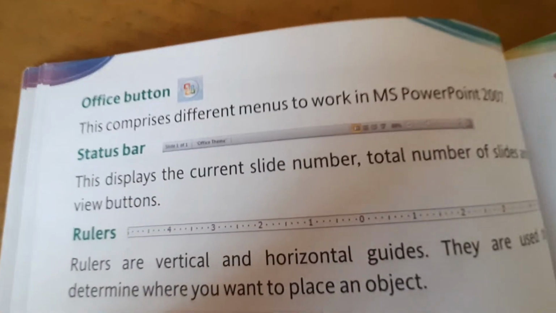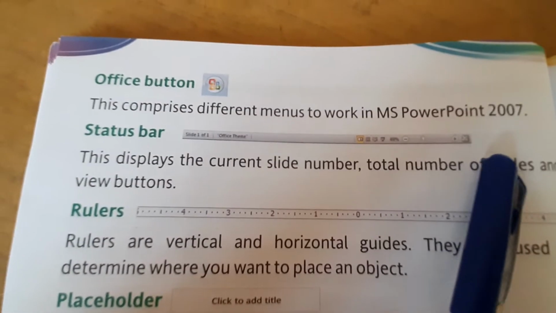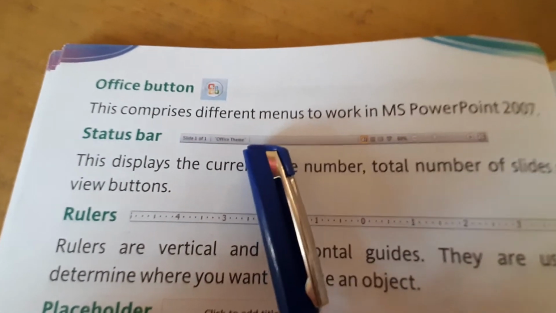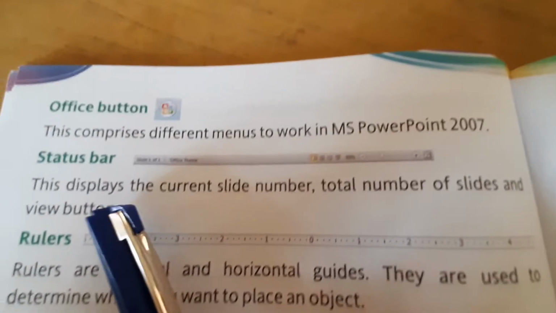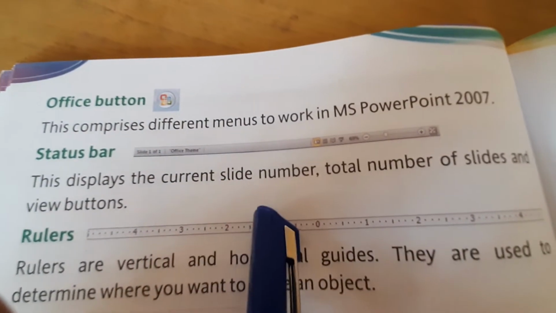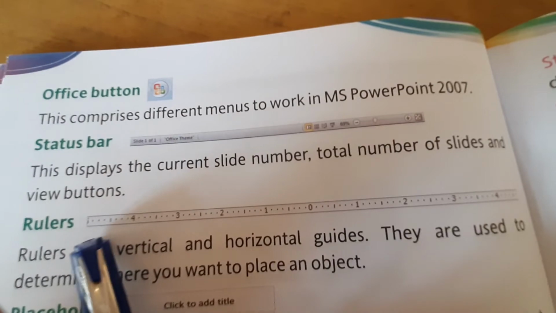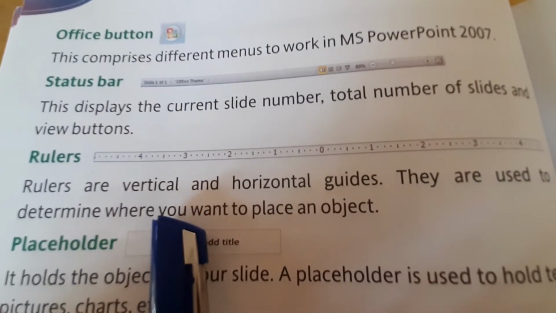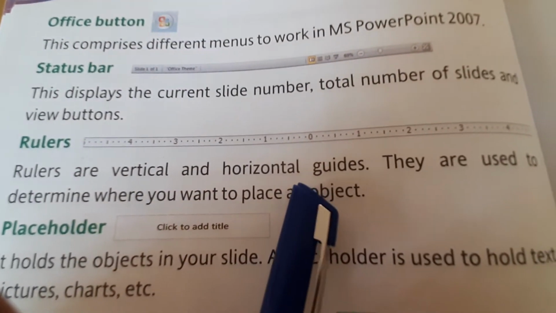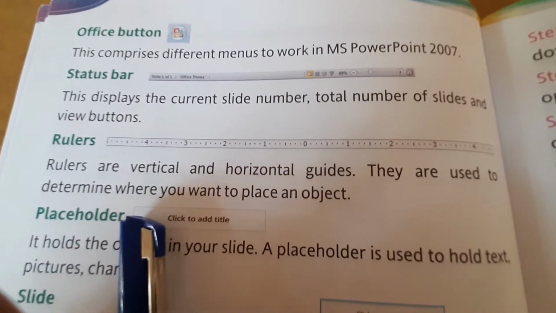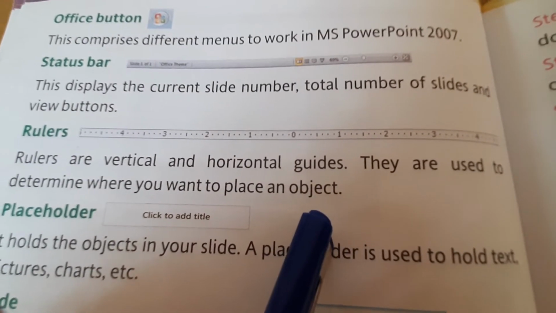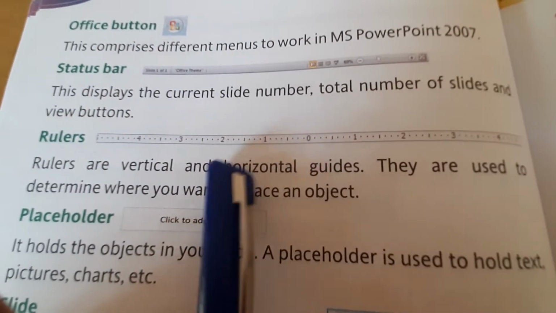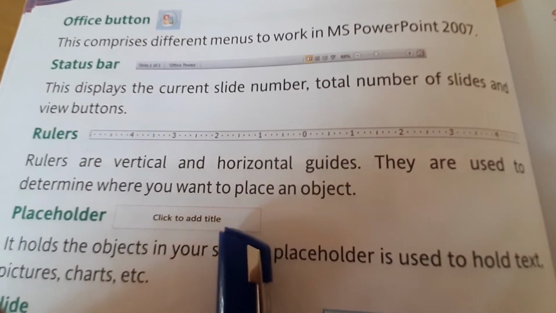This comprises different menus to work in MS PowerPoint 2007. So it has different menus in it on which we can work, like File, Open, etc. Then status bar, this displays the current slide number, total number of slides, and view buttons, how we can view our presentation. Then rulers. Rulers are vertical and horizontal guides. They are used to determine where you want to place an object. So these are vertical and horizontal guides, and they will determine where you want to place any object.